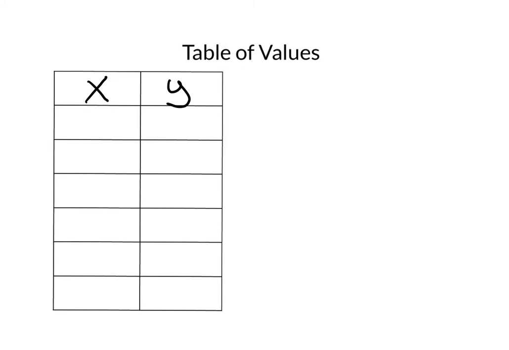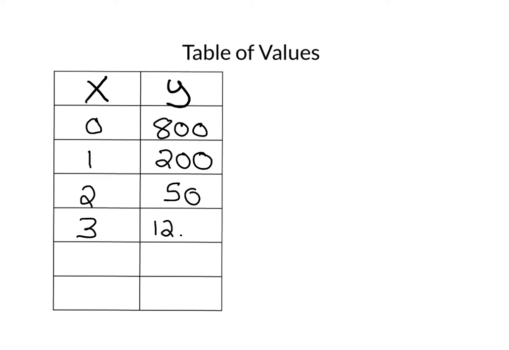All right, so now I'm going to start a table of values, and we can see if we can see the pattern and write an equation. All right, so 0, 800, and we're going to go 1, 2, and 3. All right, so now 250, 12.5.